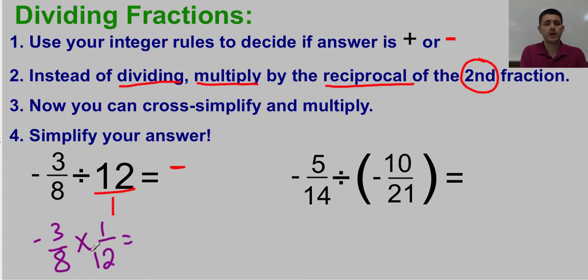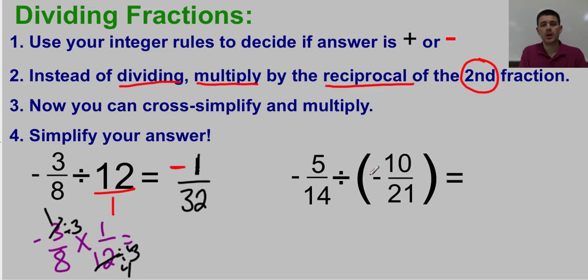Now it's a multiplication problem, so I do a little cross simplifying. 3 and 12 can both be divided by 3. So I get a 1 and a 4. And then I multiply. 1 times 1 is 1. 8 times 4 is 32. So I get an answer of negative 1/32.